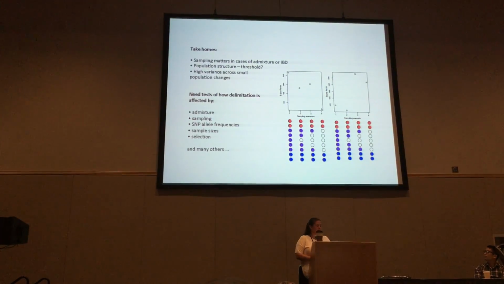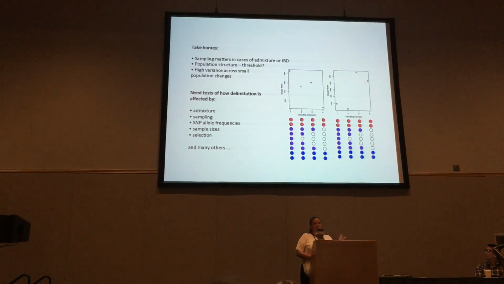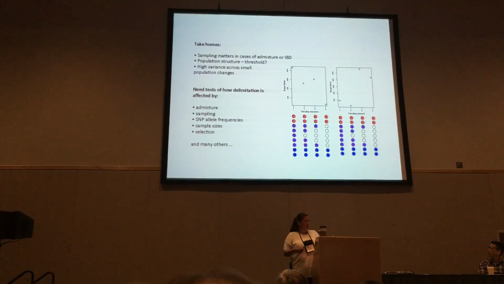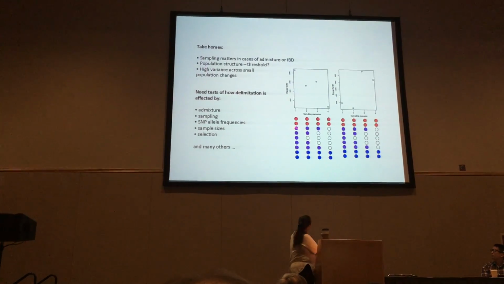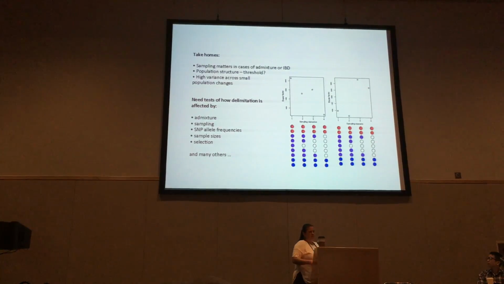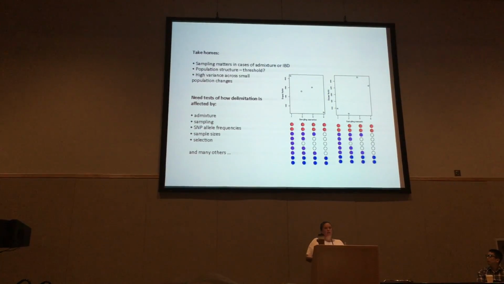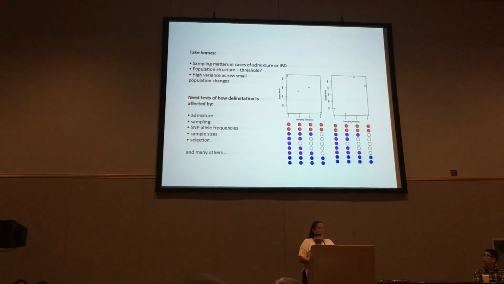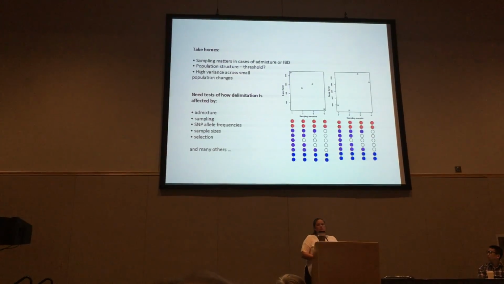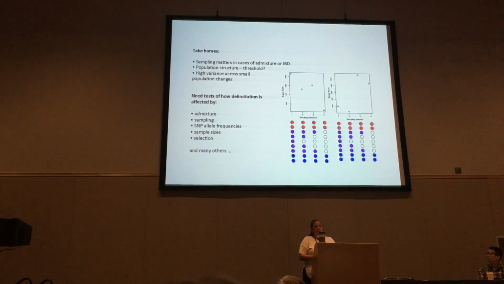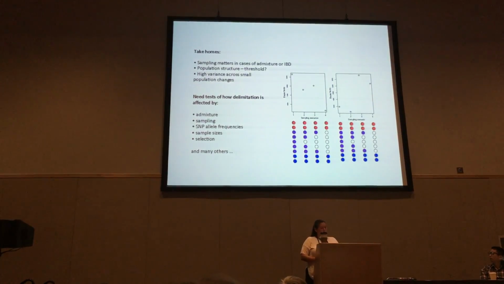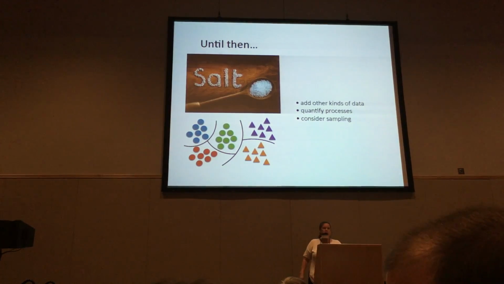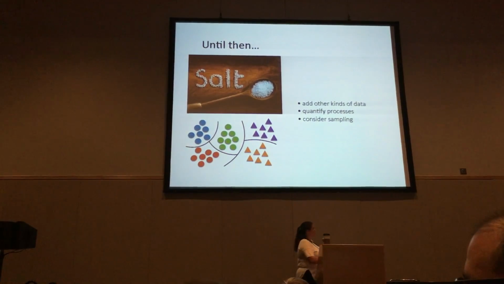And so I think the bottom line is that we need to test the effects of all these different processes, some of which are intrinsic to species and some of which are extrinsic, but we don't know at this point how much species delimitation methods are affected not only by admixture and sampling, but by other processes such as selection, sample sizes, allele frequencies, and so forth. Okay? So until we have tests of that, I would argue that species delimited based on genetic data alone should be taken with a grain of salt.